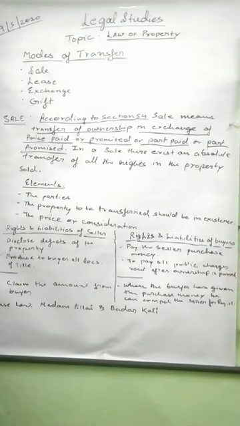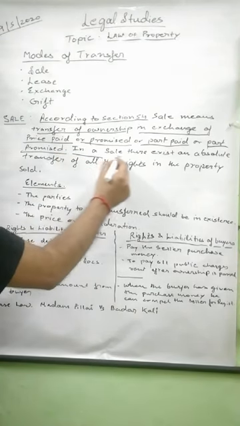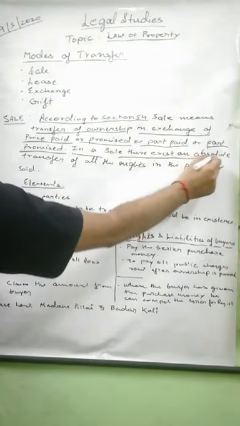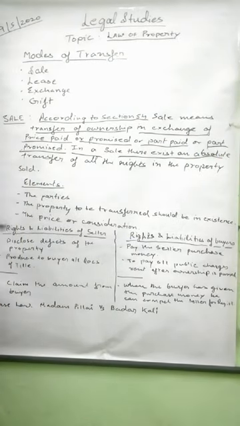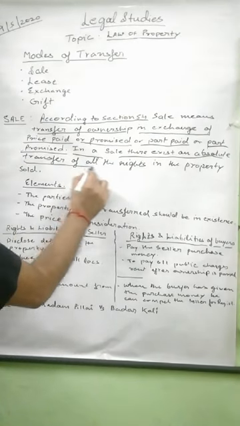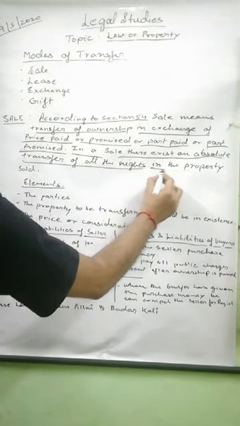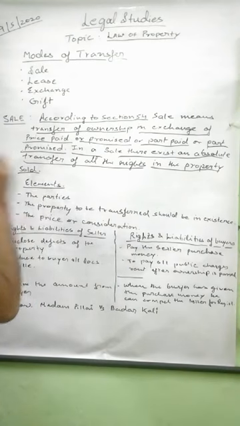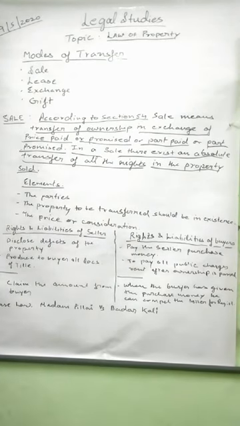In another word, you can also say that in a sale there exists an absolute transfer of all the rights in the property which is sold. Means the property which a seller is selling, in that property the buyer is going to have the absolute right.